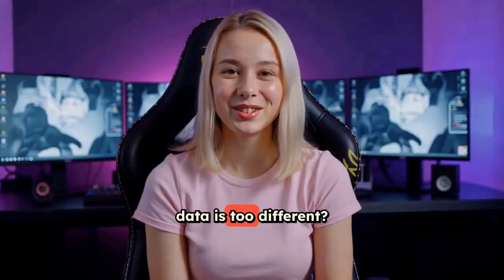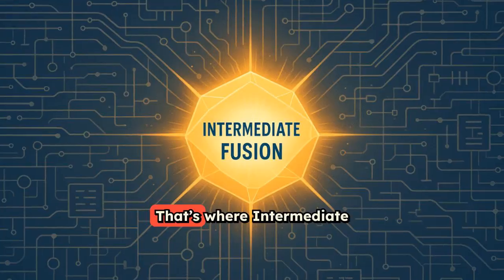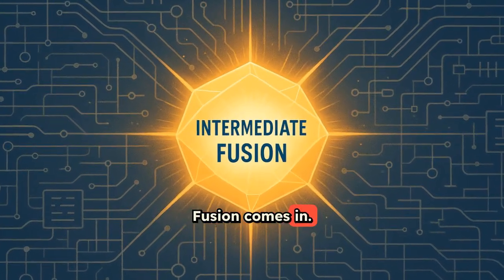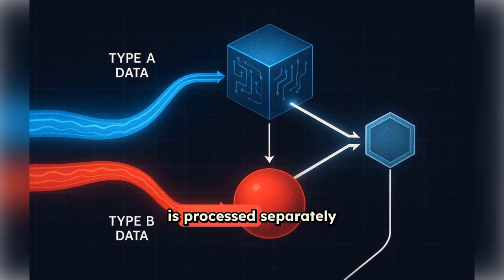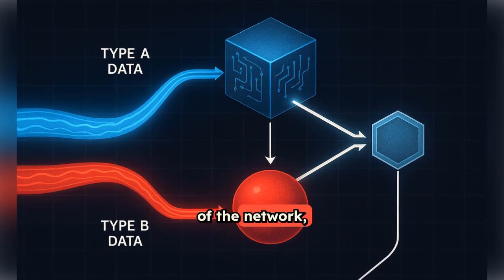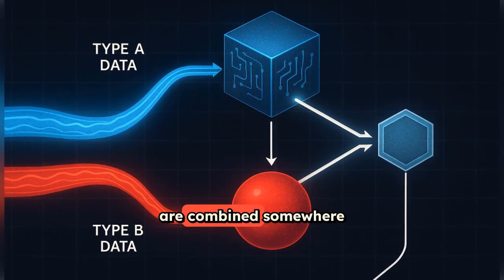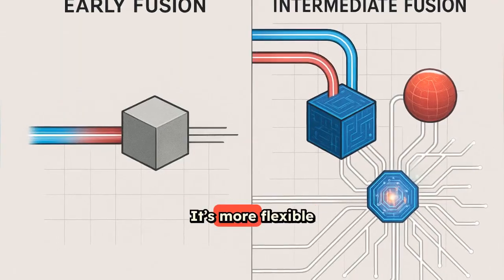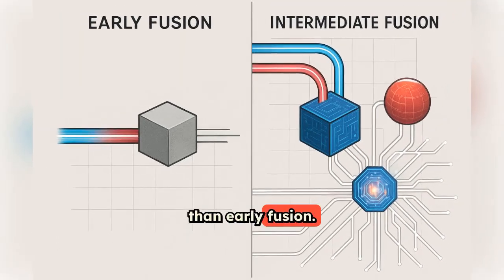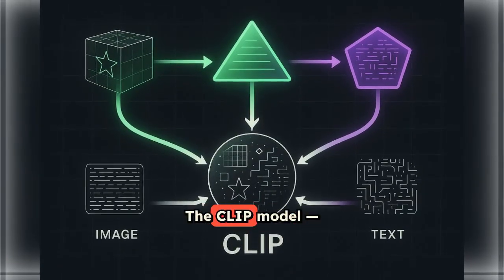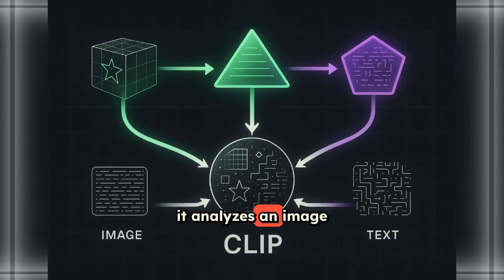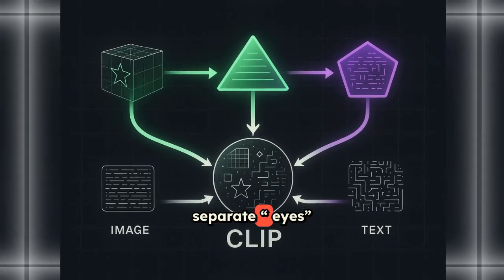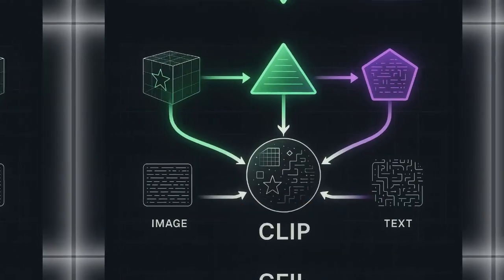But what if the data is too different? That's where intermediate fusion comes in. Each type of data is processed separately by its own part of the network, and then the features are combined somewhere in the middle. It's more flexible than early fusion. Want an example? The CLIP model. It analyzes an image and text through separate eyes, and then merges their meaning.